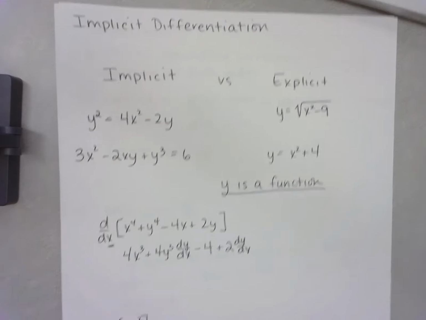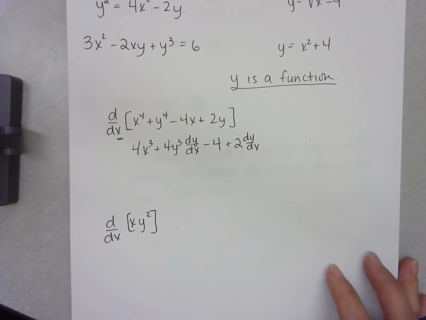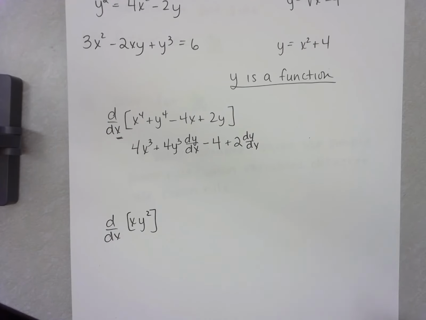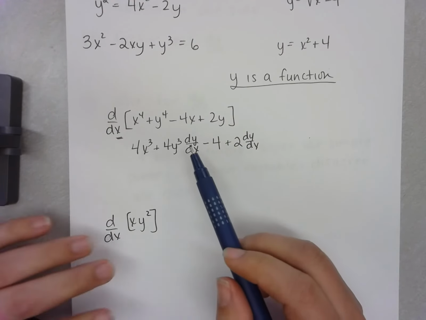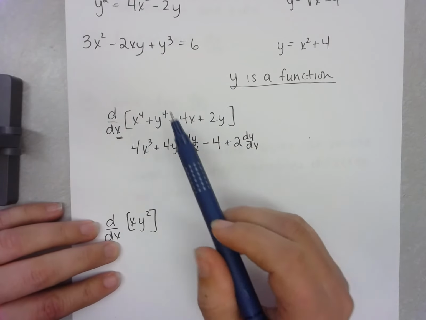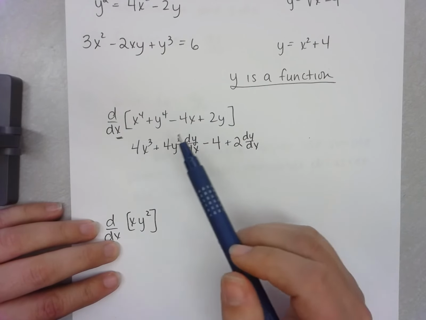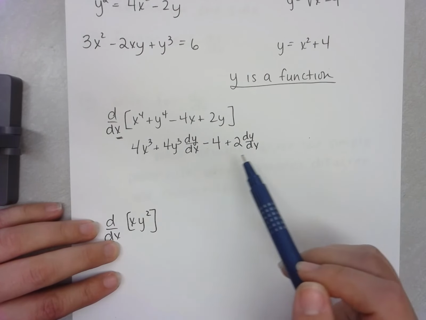All right, so let's look at a little different one. Again, let me say it again: we take the derivative just like it was an x term and just multiply it by the derivative of the inside, which is just implied.